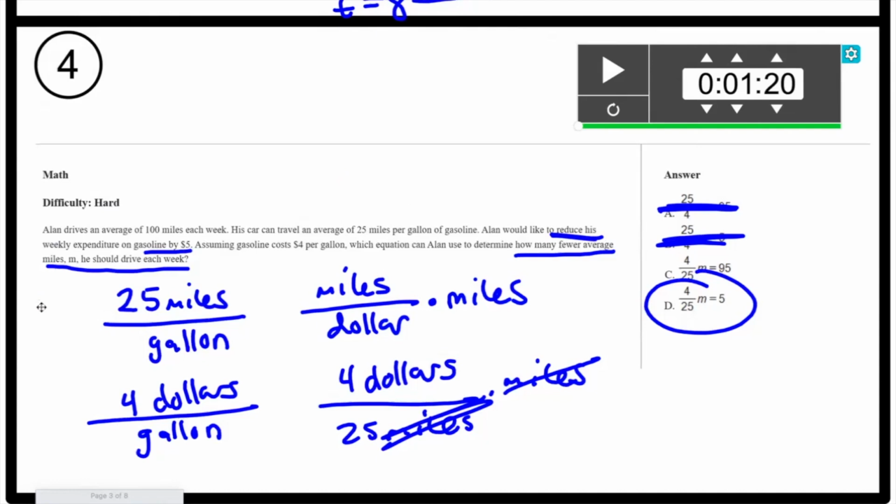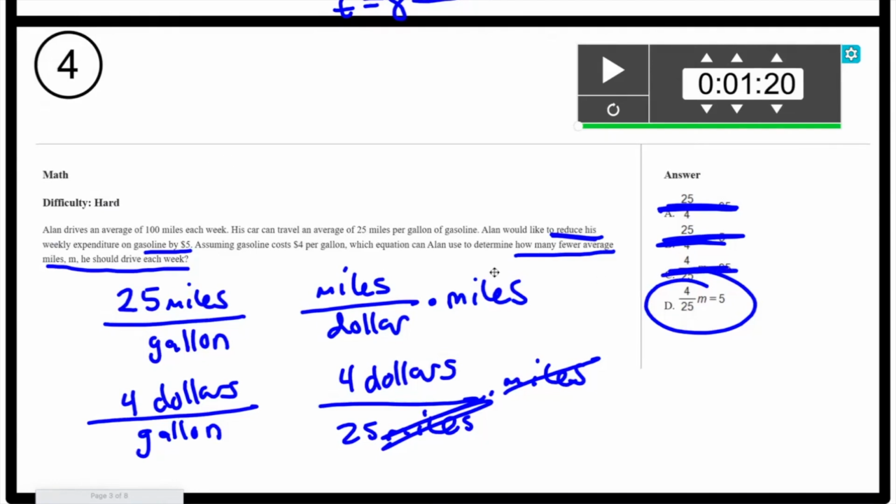Okay. That makes sense. So I understand the 4 by 25. And then the 5 is because that's how much he's reducing it. So we're not looking at the amount of miles at the end, we're looking at the amount it's being reduced by. Yeah, because of what they're looking for to determine how many fewer average miles he should drive each week. So the fewer average miles should be reflected by the change in the amount of money, not the overall amount of money. Okay, got it. Thank you.